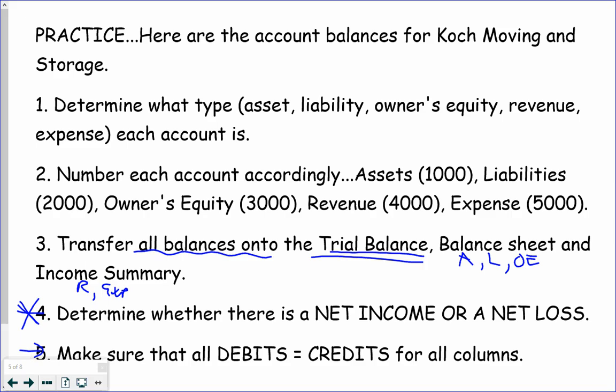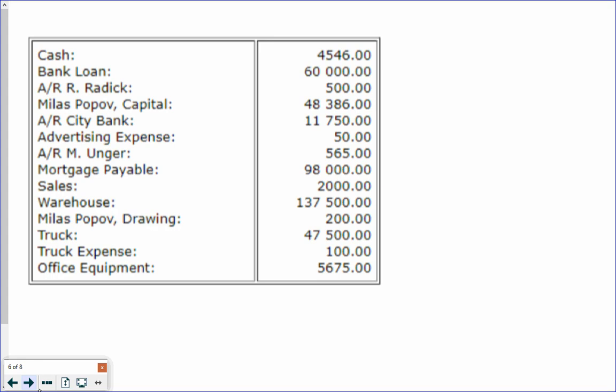So if we look at the example here, here's the summary of a business, let's say it's taken at the quarter's end. Cash is an asset, so I'm going to give it the account number 1,000. Actually, no, it's usually 1,001. A bank loan is a liability, so I'm going to give it a 2001.